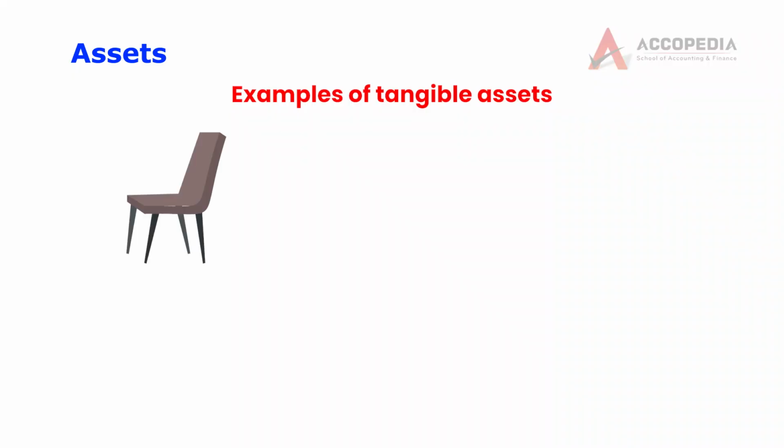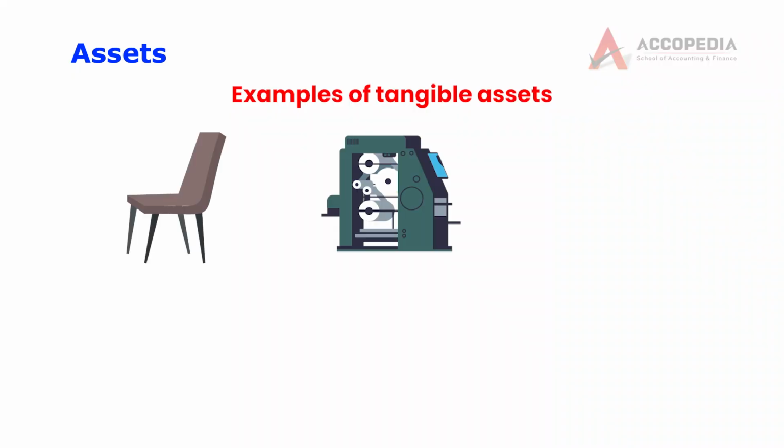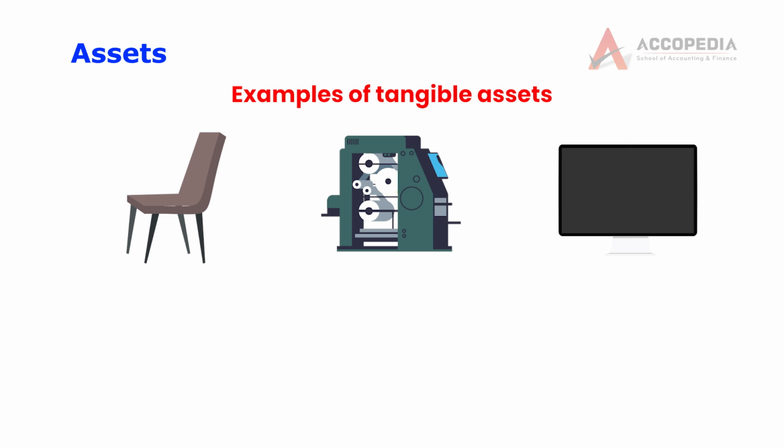For example, cash is a tangible asset. You can see cash, you can see the coins, and you can see the currency notes. So they are known as tangible assets. Other examples of tangible assets are furniture, machinery, computer, generator. They are all examples of tangible assets.